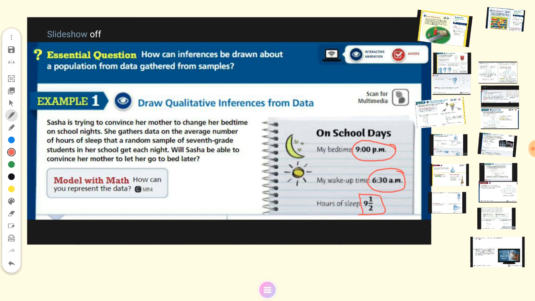She gathered data on the average number of hours of sleep of a random sample of 7th graders. She goes to her friends and asks them who sleeps 8 hours, who sleeps 9 hours, and so on, as we will see now. After collecting this data, do you think Sasha has enough to convince her mother to change her bedtime? That's what we will see.